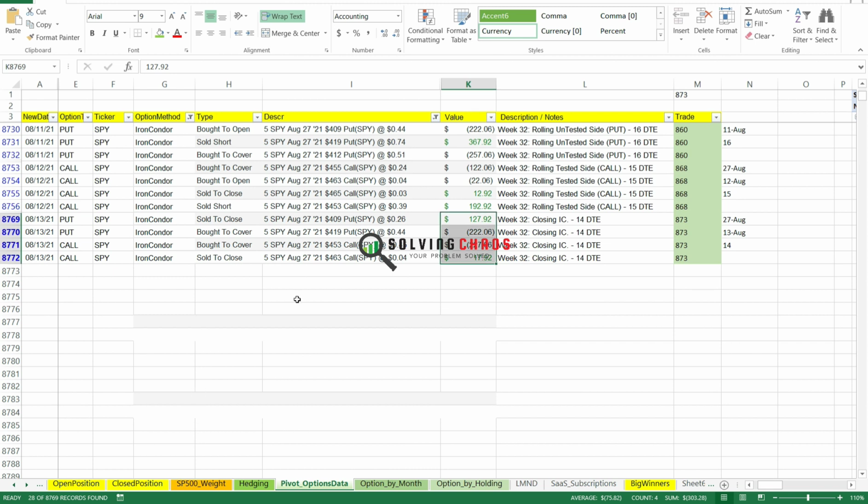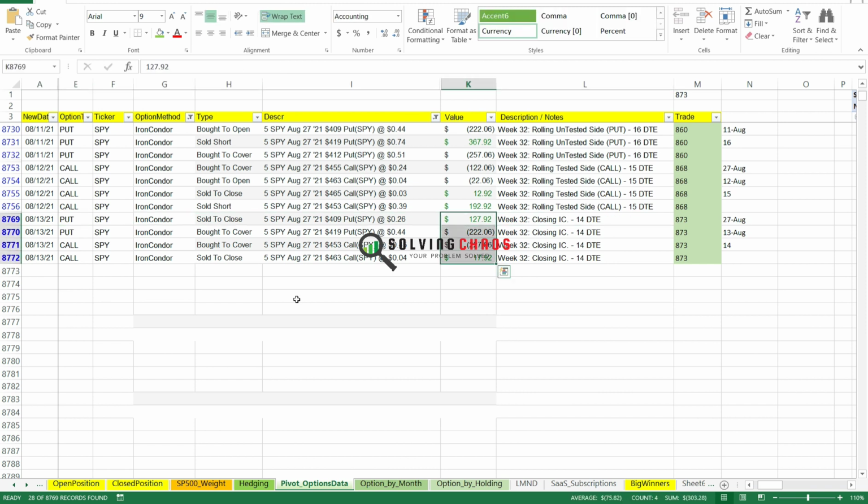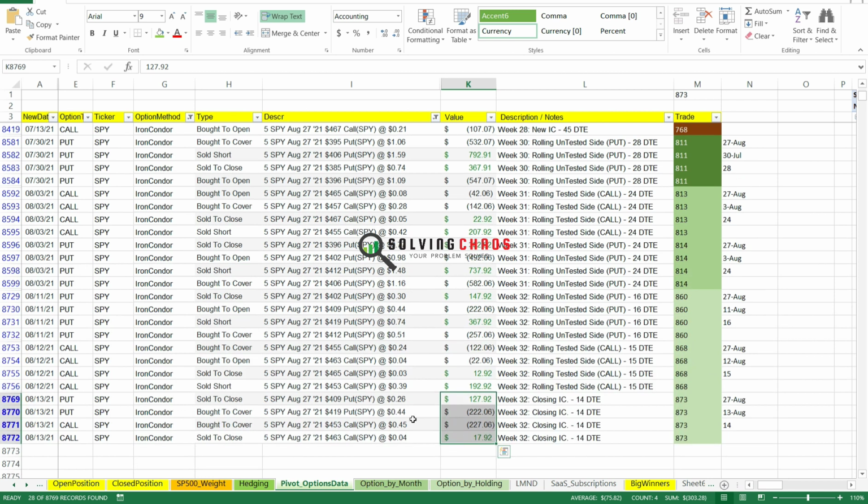So in the next trade, I want to talk through this specific iron condor. You can see on the 13, I closed it and it cost me $300 to close. And you're saying, well, how did I make money on this? So you got to go back to the very beginning of this one.